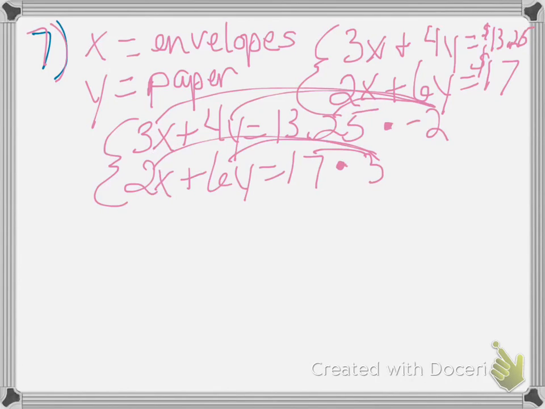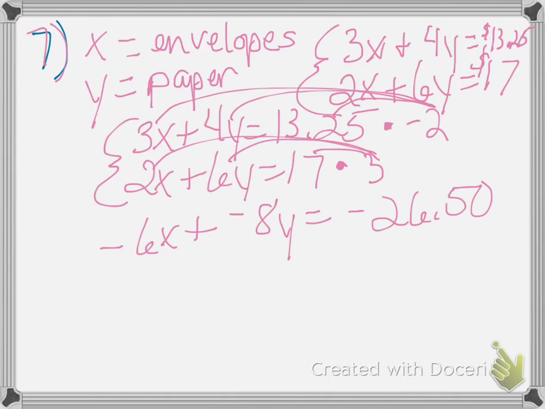So when I multiply, I get -2 multiplies on the top. So that gives me what? Negative 6x plus negative 8y equals negative 26.50. Okay. Now I'm going to multiply the bottom by 3 and I get what? 6x plus 18y equals 51. Okay.